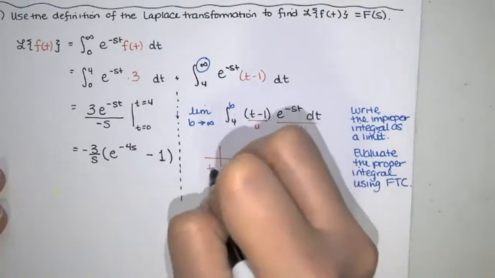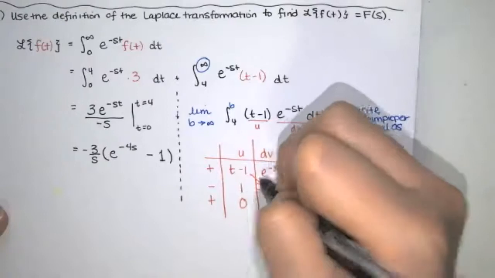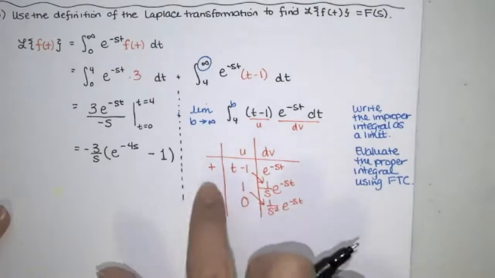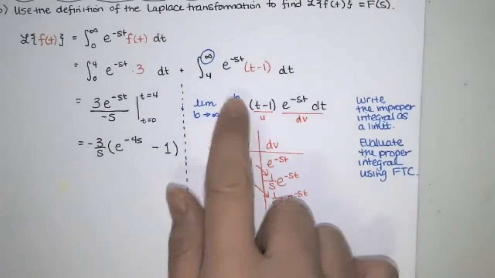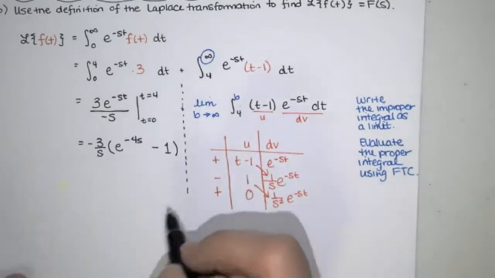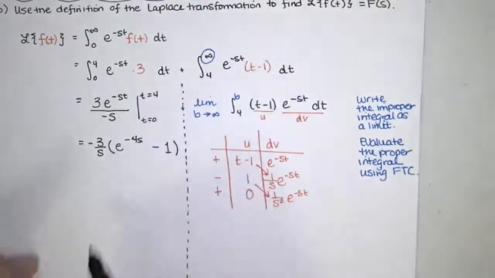And then for tabular integration by parts, don't forget your sign convention. You want to multiply across the diagonal, and then you want to add, and then multiply and multiply by negative 1 and add. And that is the antiderivative of this function. We need to evaluate it from 4 to b in order to use the fundamental theorem of calculus. And this is still there. We're going to add that later.